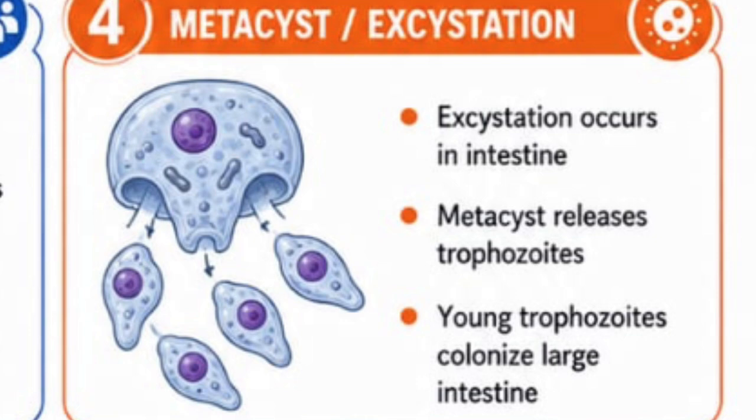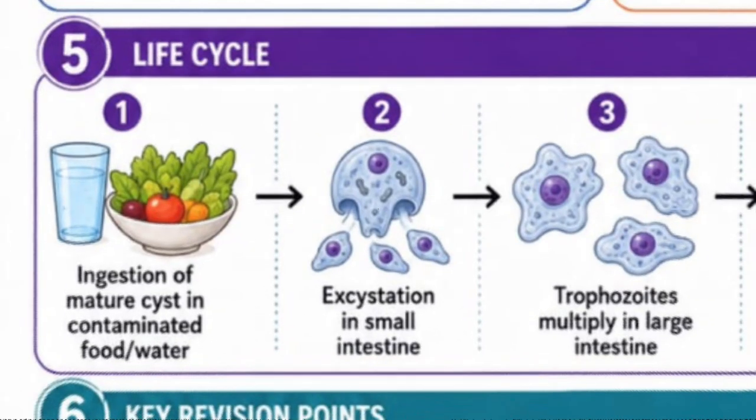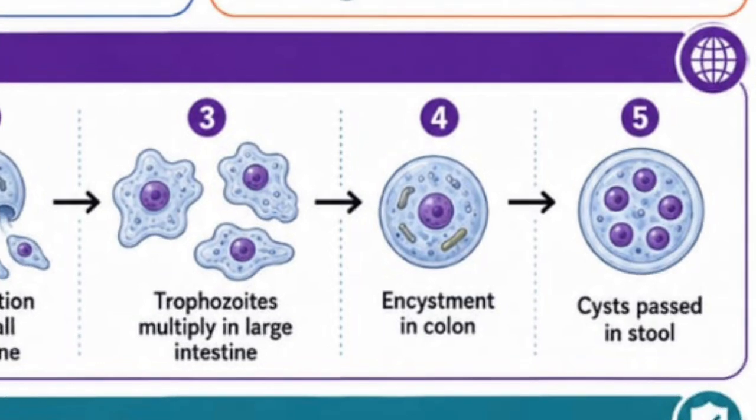Okay, now. If we see the life cycle here, you ingest the cyst, which I've talked about, by contaminated food or water. It enters into the intestine. It exists itself in the wall of the small intestine to form what we call trophozoites. Trophozoites multiply by transverse binary fission in the what? Large intestine. And what happens?